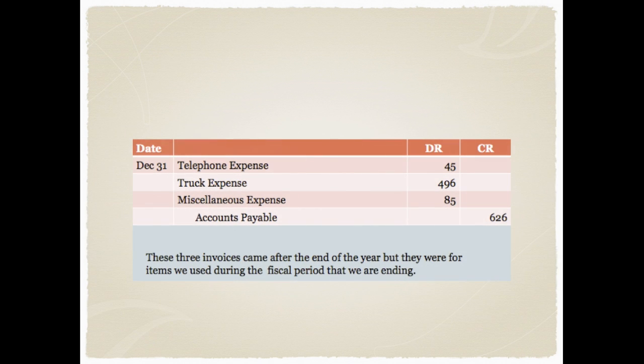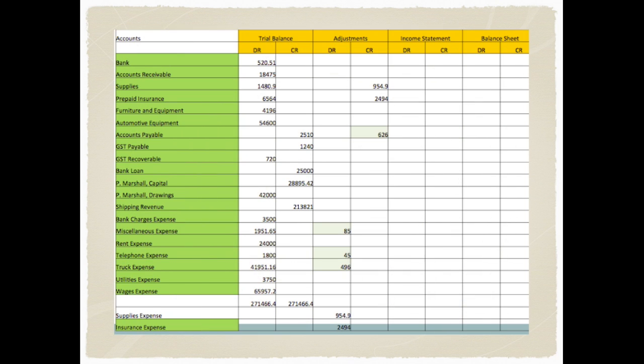So we have late invoices, and basically we have to add up all of the expense accounts and debit the expense accounts as their expenses, and we have to credit the added up amount to accounts payable because we owe the people money, the people who sent us the bills. And in this case, we have $626 that we owe, and we need to put those amounts in the adjustment columns of the worksheet. So what we're going to do is we are going to debit $85 in miscellaneous expense, $45 in telephone expense, and $496 in truck expense. We credit $626 for accounts payable on the worksheet.